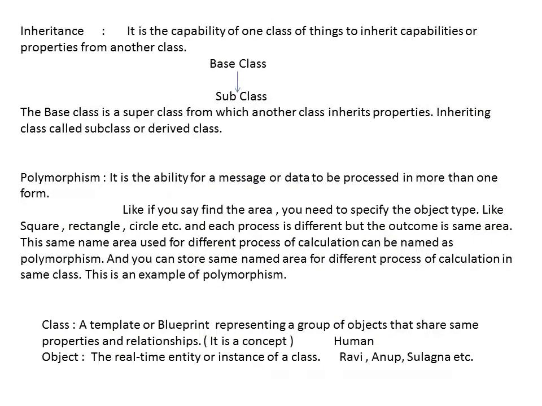Now apart from this, we look at the next one. One is inheritance. What is inheritance? It is the capability of one class of thing to inherit capabilities or properties from another class. Basically, if you look at some class you have created where you have defined basic properties, and then you have created a subclass of that. From that base class, if you create another class, all the properties which are protected and public can be inherited to your subclass, except the private properties.